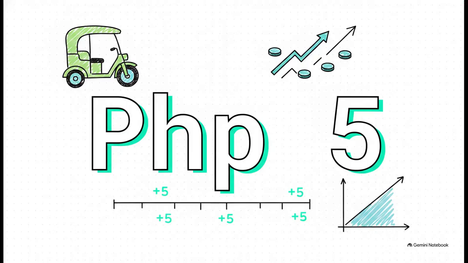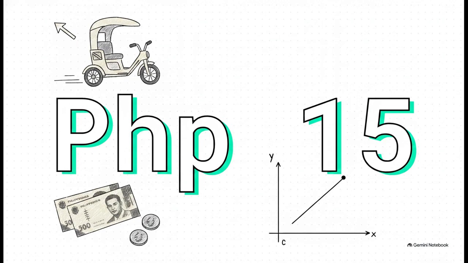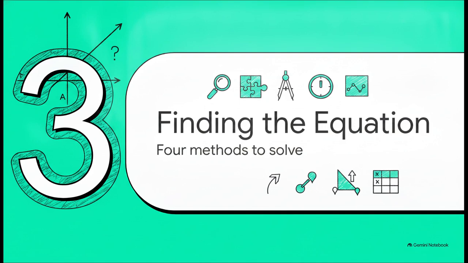And this brilliantly illustrates our tricycle ride. Remember, the fare adds 5 pesos for every single extra kilometer. That constant rate of change, that is our slope. So in our equation, our m is simply 5. And what about our starting point? Well, before that tricycle even moves a single kilometer, you already owe that base fare of 15 pesos. That 15 peso baseline is our starting point on a graph, which means it's our y-intercept. So our b is 15. See? Suddenly, those abstract math letters turn into very real money. Let's keep building on this.